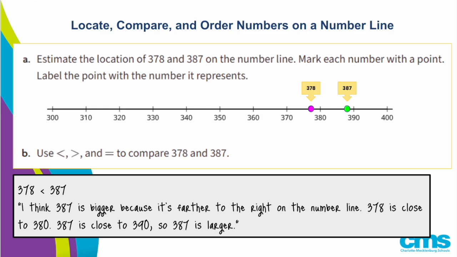Notice that both of these numbers have a 3 in the hundreds place. So students really have to think about how many tens are in the number and how many ones are in the number in order to mark them with a point on the number line. And then use their symbols to compare the 2 numbers. So as you can see in this example here, we want students to think about which number is farther to the right on the number line because they've already learned in the past that the larger numbers are farther to the right.